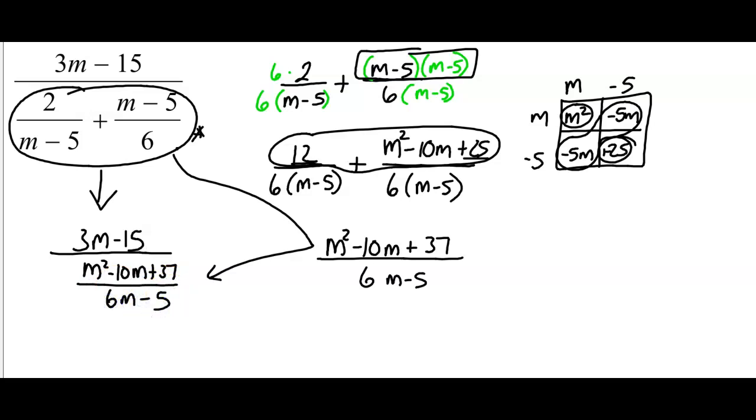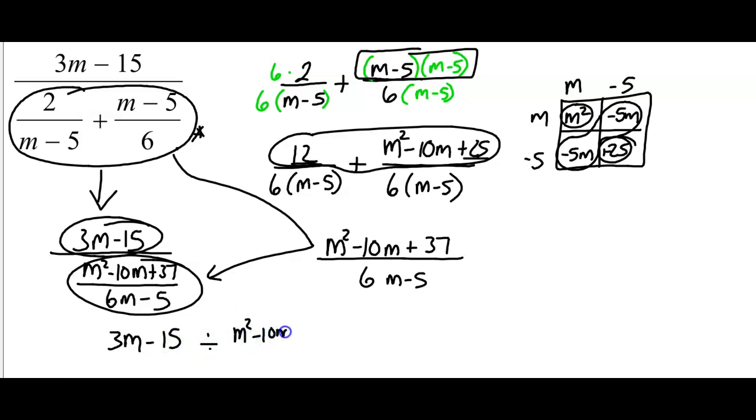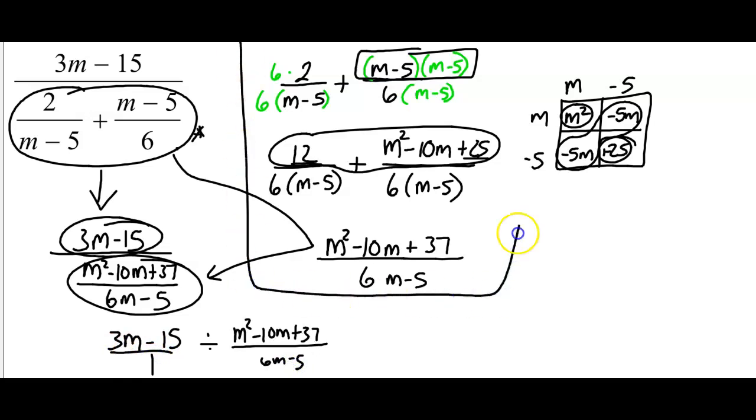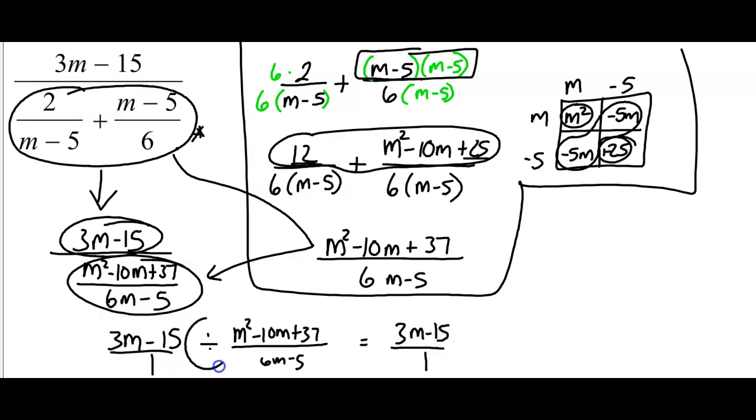All right. After that, the steps are kind of the same. We do top divided by bottom. So it's going to be 3m minus 15 divided by m squared minus 10m plus 37 over 6 times m minus 5. Think of that as a fraction. Okay, we're going to do same, change, flip.